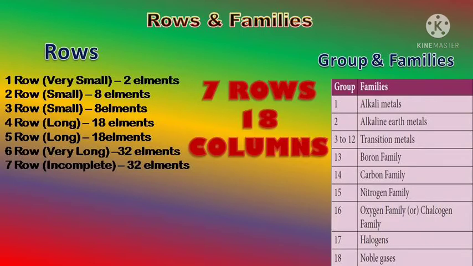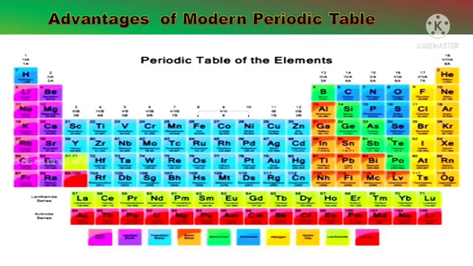The 16th one is the oxygen family or chalcogen family. The 17th group is the halogen family. The 18th group is noble gases. The other name for it is rare gases. My dear students, here are the advantages.